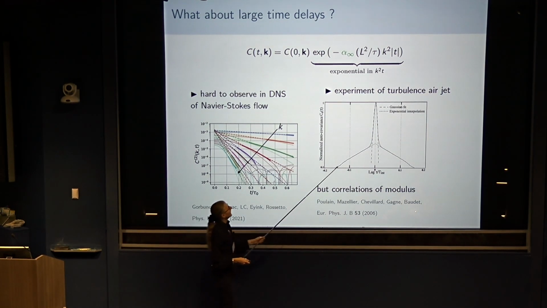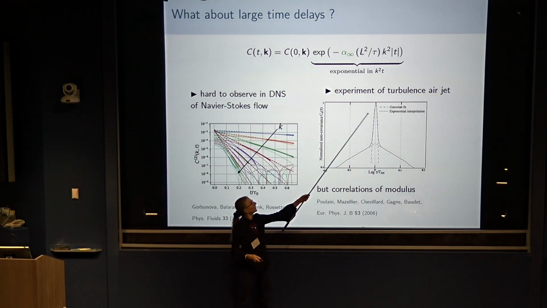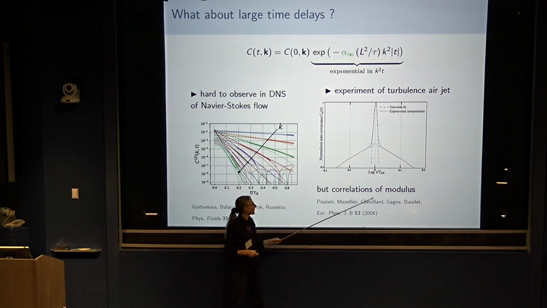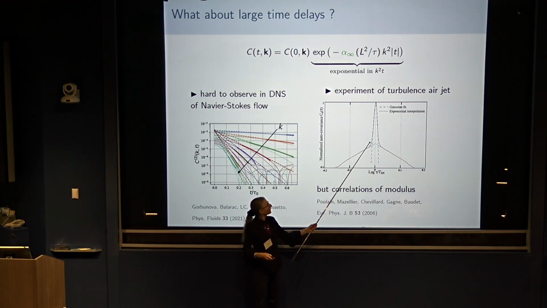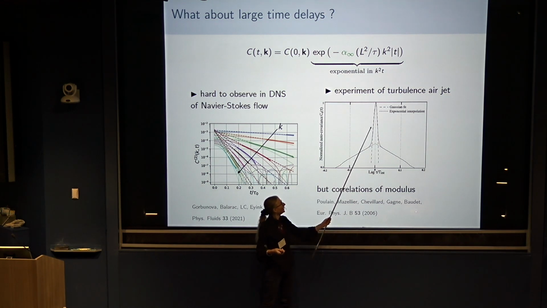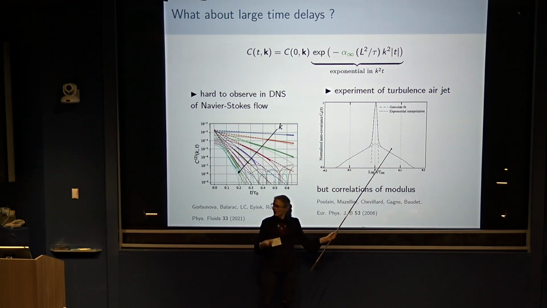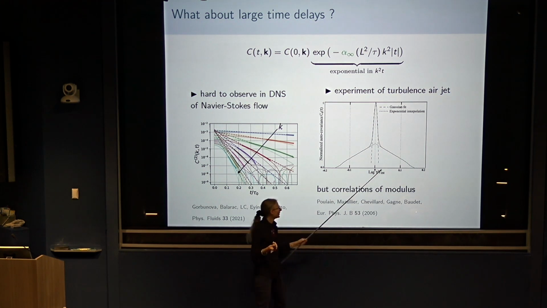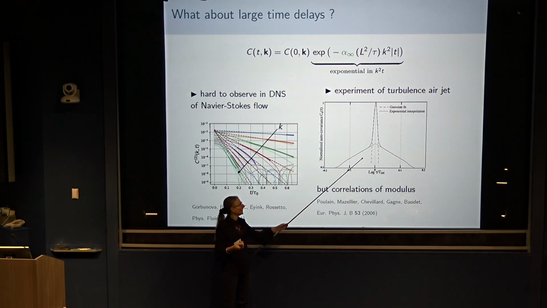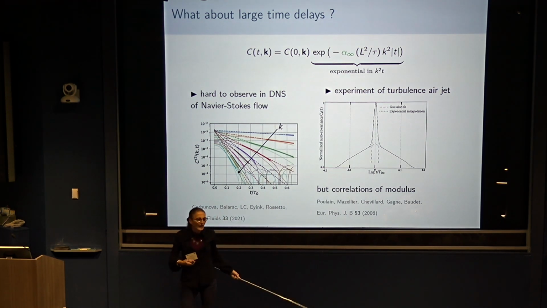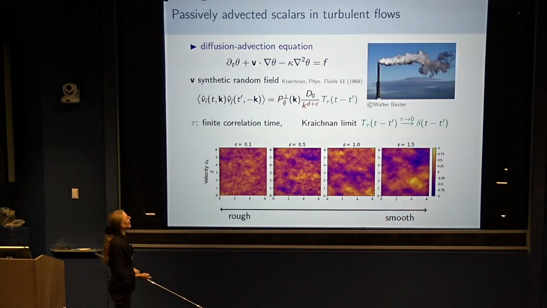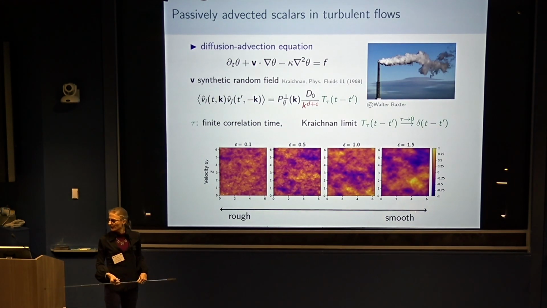But interestingly, there is this experiment which was performed in a turbulent air jet, where they measured the covariance, and they fitted it with a Gaussian at small time and an exponential in the tails. And this is exactly the kind of crossover we are after. However, here, what they looked at were rather correlations of the modulus. So it would be cheating to say that it's the same quantity, but this is the kind of crossover we are after. And in fact, we were able to observe it in the case of passive scalar turbulence.